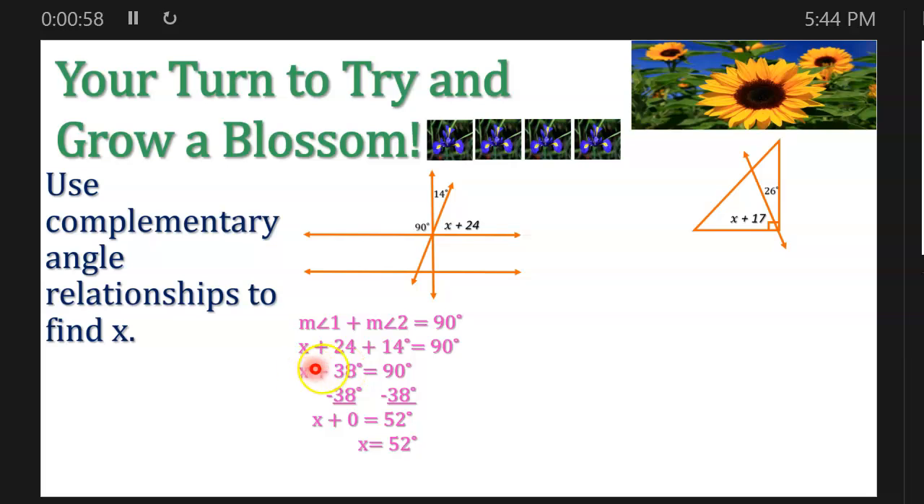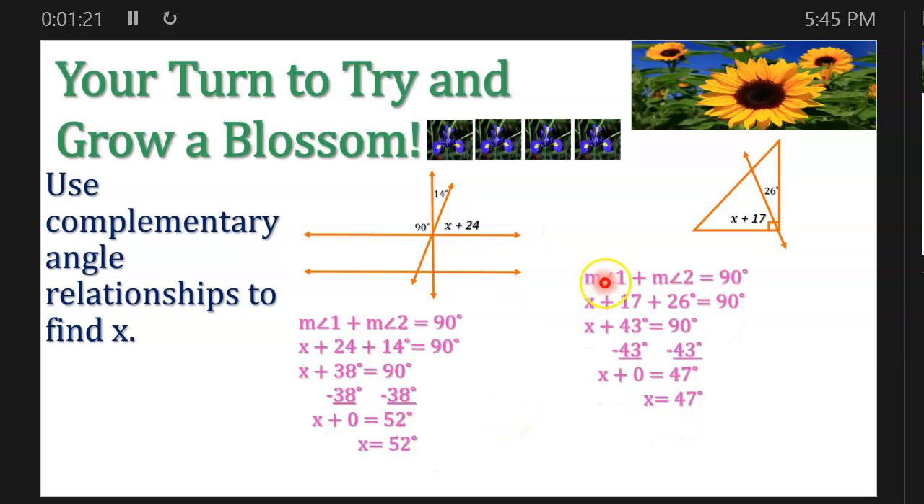So we set those two up, add them together, make them equal to 90. Combine your like terms, your 24 and your 14, making a 38. Subtract that 38 from both sides, and you end up with X equaling 52. Again, they're just asking us to find the X, not to go ahead and plug it back in to find the actual angle measurement. So we don't need to do that extra step.